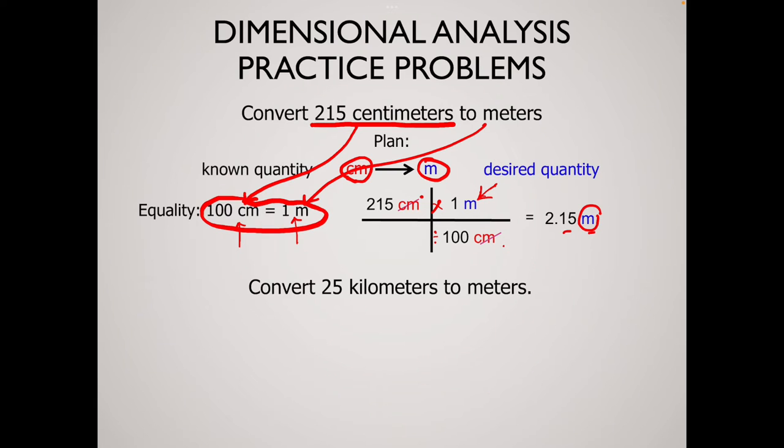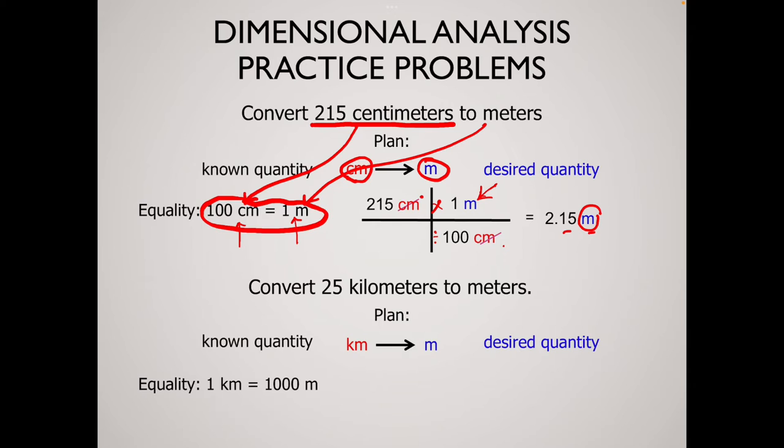Okay, let's go ahead and try another one. Convert 25 kilometers to meters. So again, we need to go kilometers to meters, and our equality that we know is 1 kilometer is equal to 1,000 meters. Okay, so you hopefully are seeing by now that it's really important to know these conversions, and the way that we know the conversions is by using the prefix. Centi means 100, right? And kilo means 1,000. So that's how we're getting these equalities.